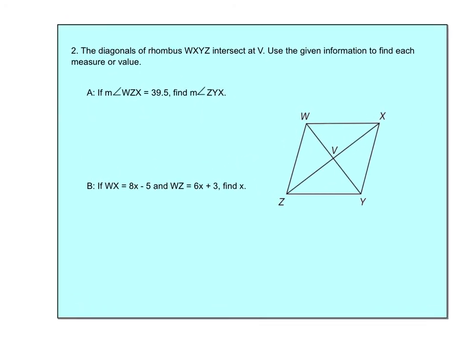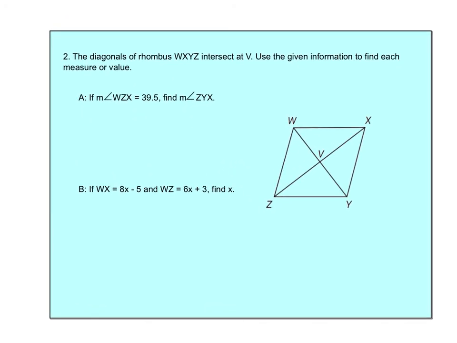So we have a rhombus, intersects at V. WZX is 39.5. Find ZYX. Okay, so this is going to take a little bit of work. I know they bisect, so if this one's 39.5, then this one's 39.5, which means together they add up to 79 degrees. So these two together add up to 79 degrees.